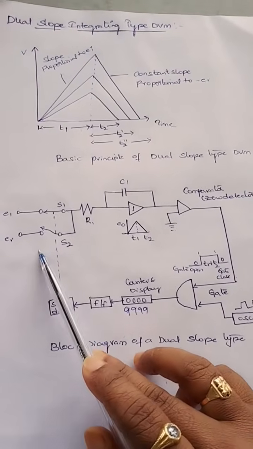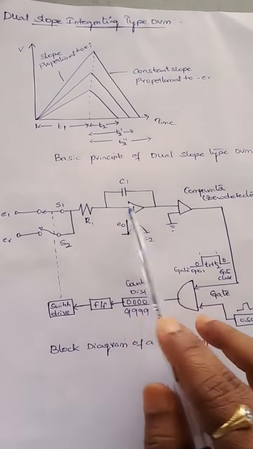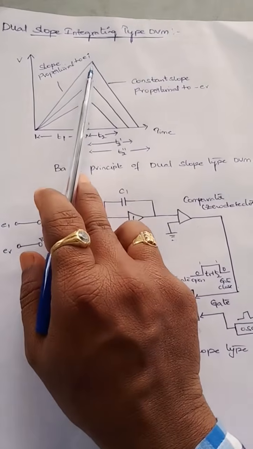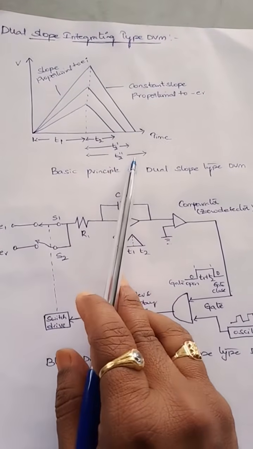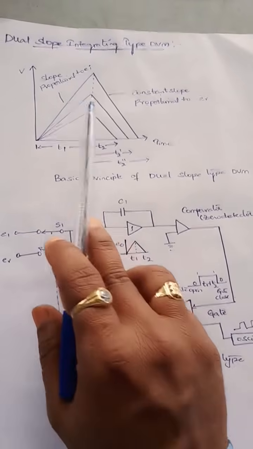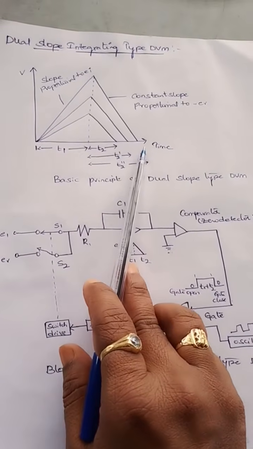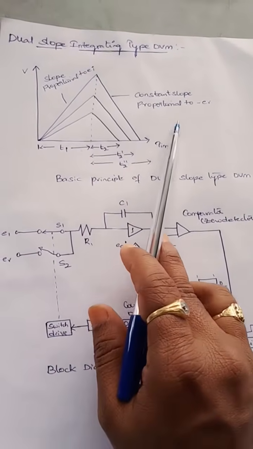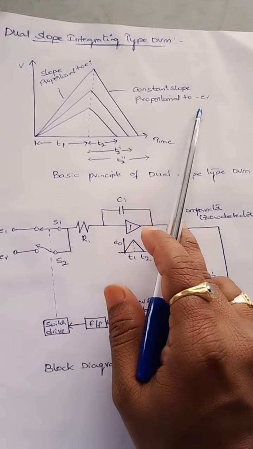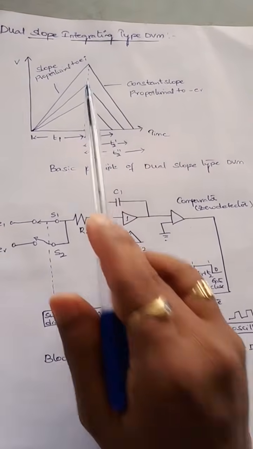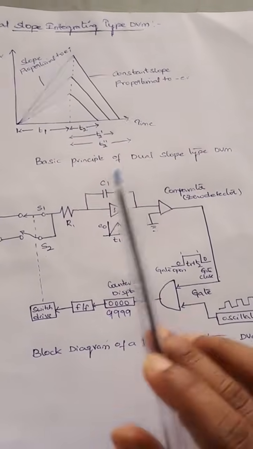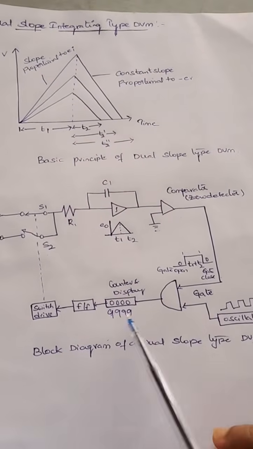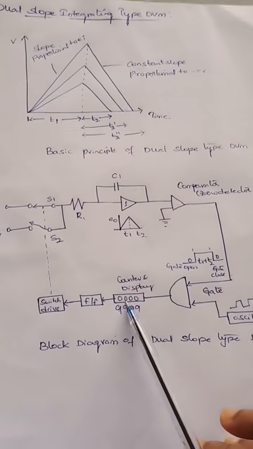During this, the capacitor which is already charged will slowly and linearly discharge, and the time period is taken as T2. The slope we get can be called a negative slope, which is proportional to the negative voltage ER. Again the comparator will send a signal to the gate that the gate has to be open, and whatever pulses are received, the counter will show the reading in the counter display.